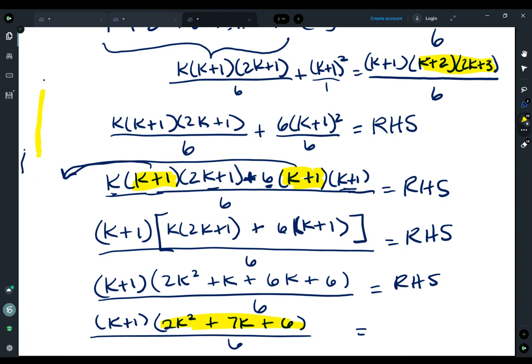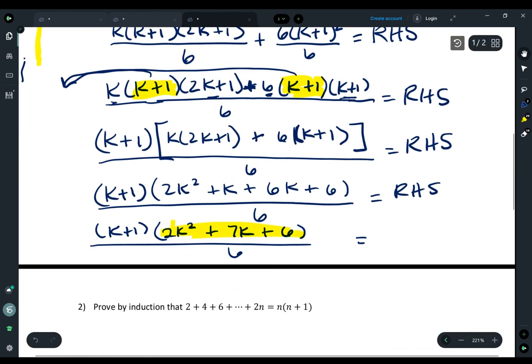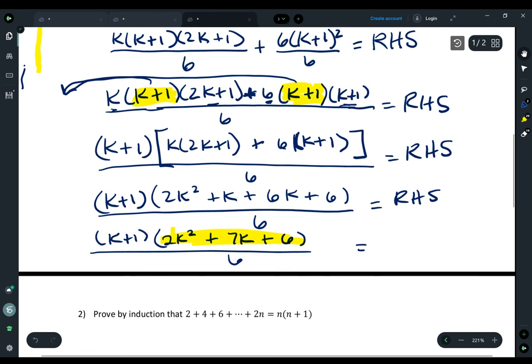k times 2k would give me the 2k squared. This would give me a 3k and a 4k. That makes 7. A lot of times it's almost going to be easier to just do that answer check and work backwards than to actually factor it out. So looking at that, I'm really confident now that the factoring is the same. So I am going to have proved it.